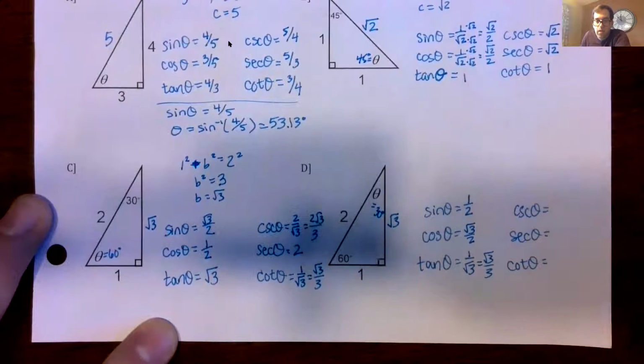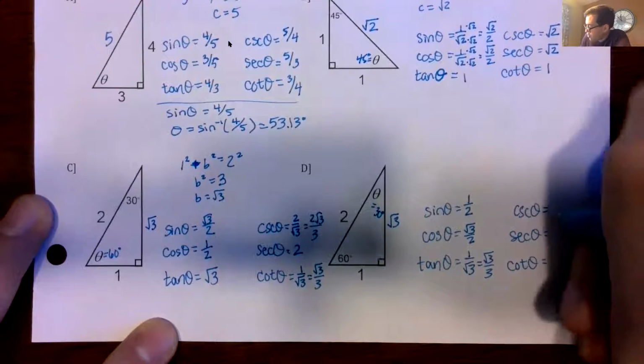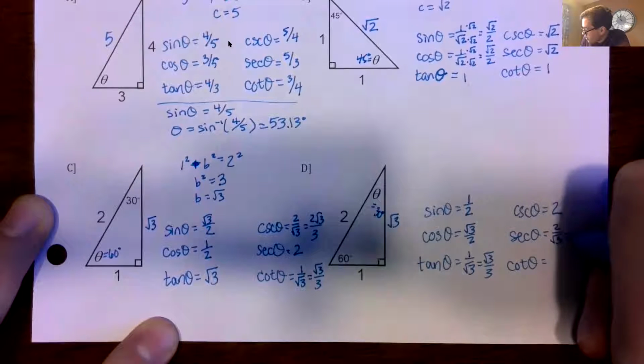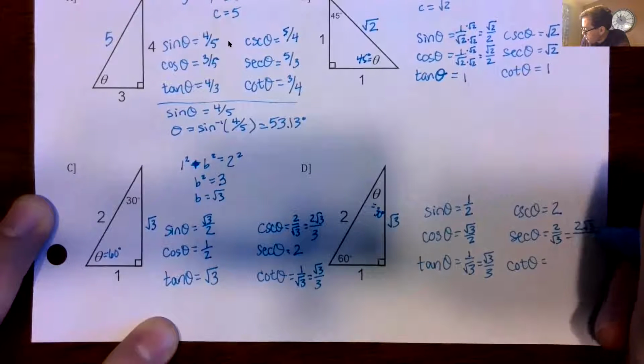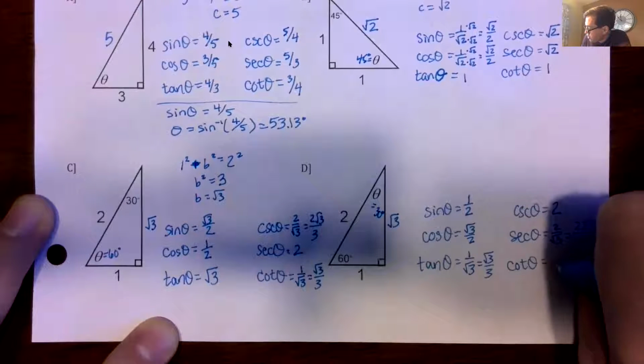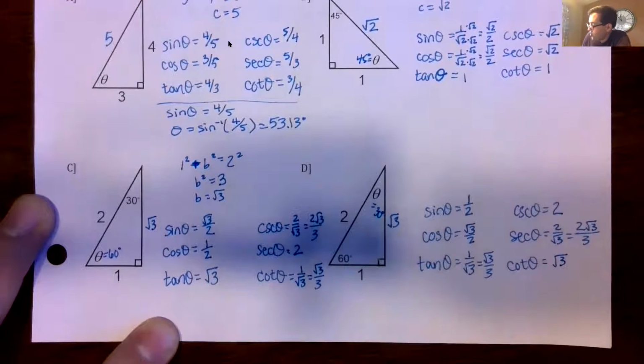And now we flip all of those for the other side. So 1 over 2 is going to flip to 2. Root 3 over 2 is going to flip to 2 over root 3, which is the same as 2 root 3 over 3. Cotangent, I'll start with that first fraction and flip it to root 3 over 1.